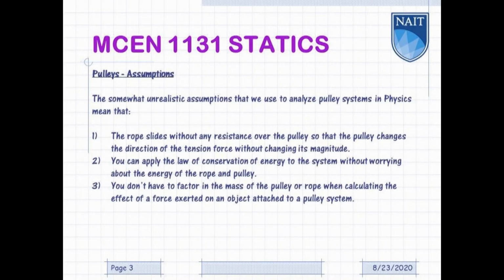The somewhat unrealistic assumptions that we use to analyze pulley systems in physics have a number of implications. 1. The rope slides without any resistance over the pulley, so the pulley changes the direction of the tension force without changing its magnitude. 2. You can apply the law of conservation of energy to the system without worrying about the energy of the rope or the pulley. And 3. You don't have to factor in the mass of the pulley or rope when calculating the effect of a force exerted on an object attached to a pulley system.